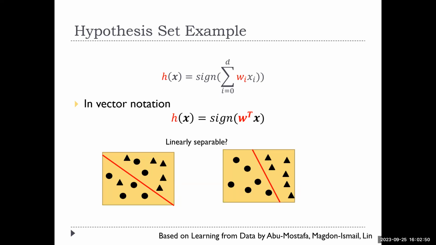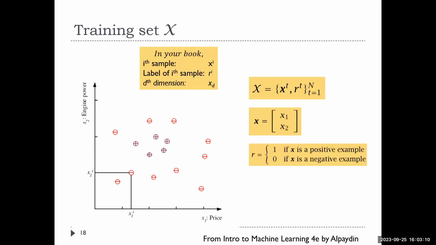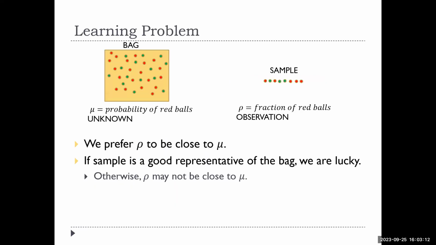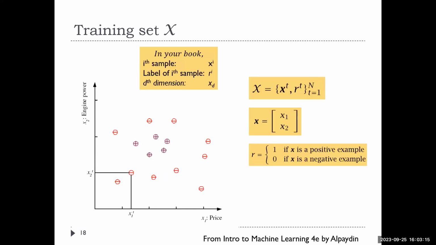So this formula in vector notation, this perceptron example, is this. My hypothesis set is all possible lines. My algorithm will find the best line that separates the two classes. In the example I provided earlier, my hypothesis set was all rectangles, and I need to find the best rectangle that separates positive and negative. That's the case.